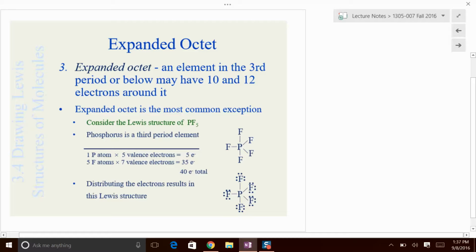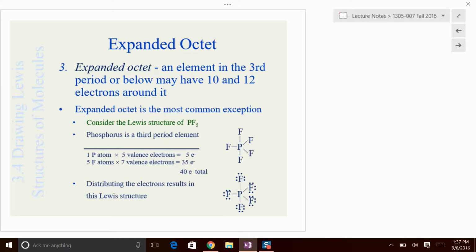Expanded octets. We are going to briefly talk about expanded octets, but you are not going to have to really do much with it. Okay? What I want you to focus on is learning how we learned to draw structures just a minute ago. That's what I want you to focus on. With expanded octets, it has a few other rules that you would need to follow, but I don't want you to focus on these. Let me explain it, though.